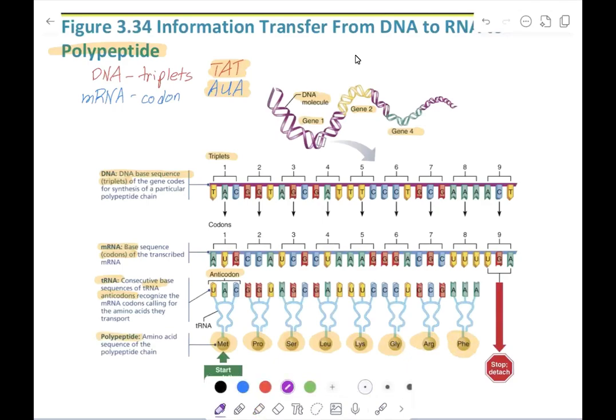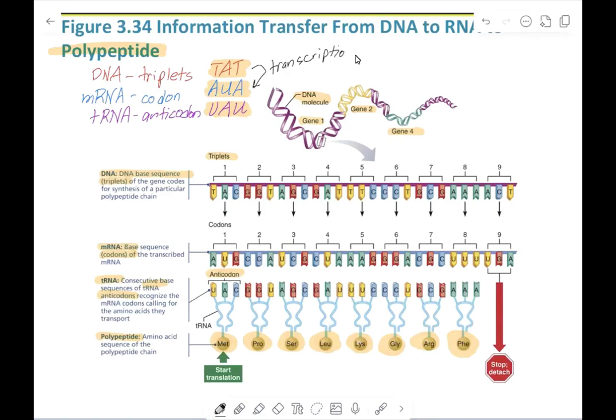So let's try to do the last one as a group. You might want to pause this video. I want you to write down what the tRNA would be, and it's an anticodon, and you need to know what 3 nucleotides it would be. Those 3 nucleotides would be U, A, U. And again, because it has U, it is RNA.